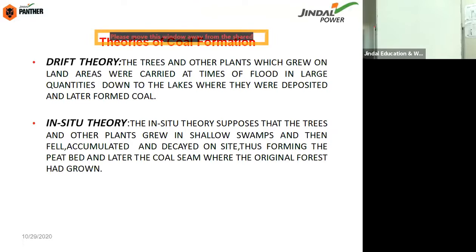In the drift process of coal formation, there is a possibility of plenty of undesirable properties such as mud, ash, minerals, and other materials. So the coal we find in the Indian subcontinent is of a little lower quality.